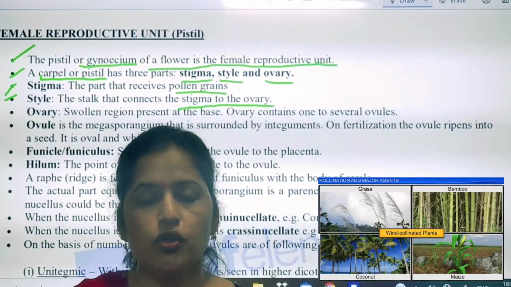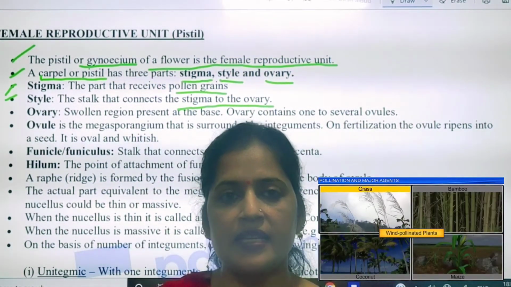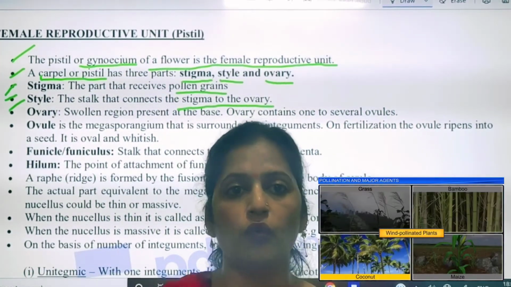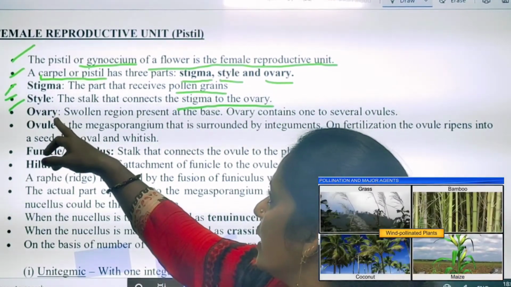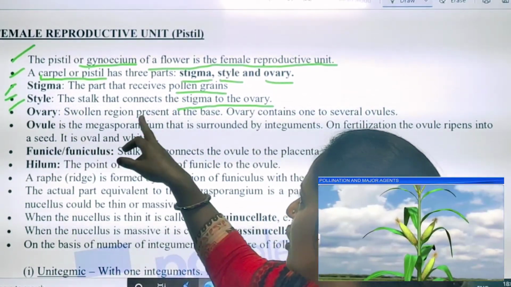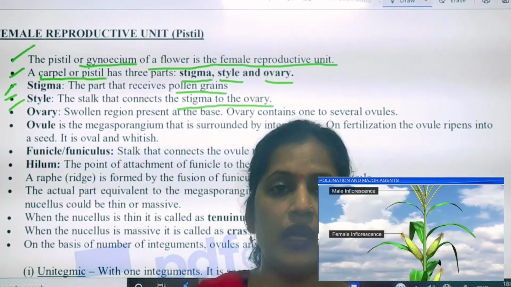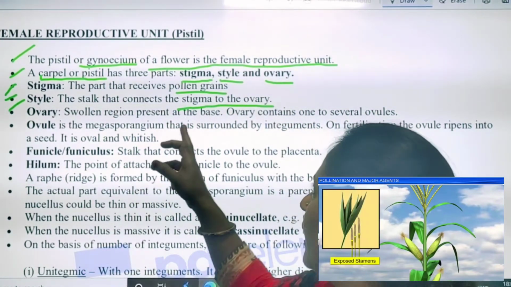ऐसा part जो स्टिग्मा को किस चीज से कनेक्ट करता है? ओवरी से कनेक्ट करता है. That is the intermediate connection between the stigma and the ovary, that is known as the style. Next is the ovary, swollen region present at the base. फूला हुआ हिस्सा जो होता है वो कहां पर present होता है? फ्लावर के बेस पर present होता है, फ्लावर के नीचे present होता है.